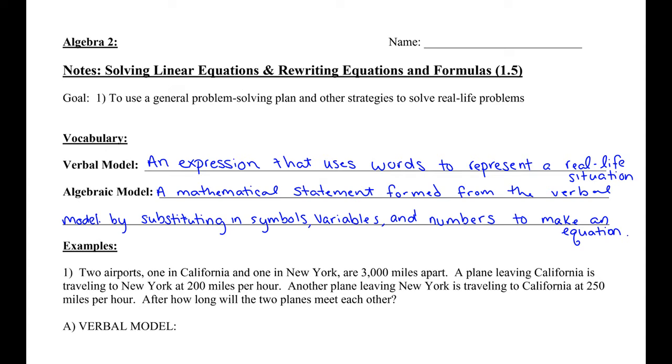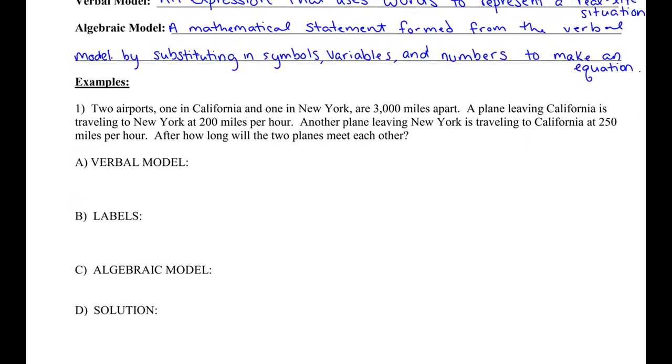The first term is a verbal model. A verbal model is an expression that uses words to represent a real-life situation. An algebraic model is a mathematical statement formed from the verbal model by substituting in symbols, variables, and numbers to make an equation. Let's look at example number 1.